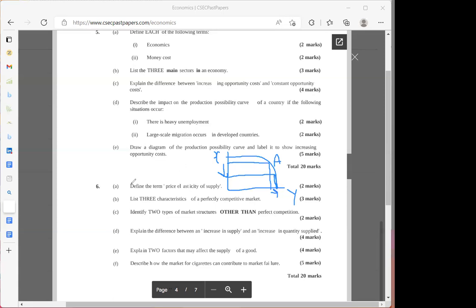Let's save some time. Now I'll move on to define PES for me, price elasticity of supply. So this paper has everything, man. These old papers got everything. They got some demand and supply questions, some elasticity questions, and some market structures. So we get in all of our revision.